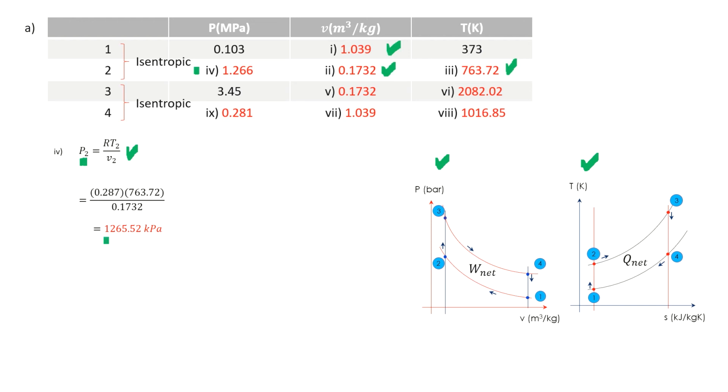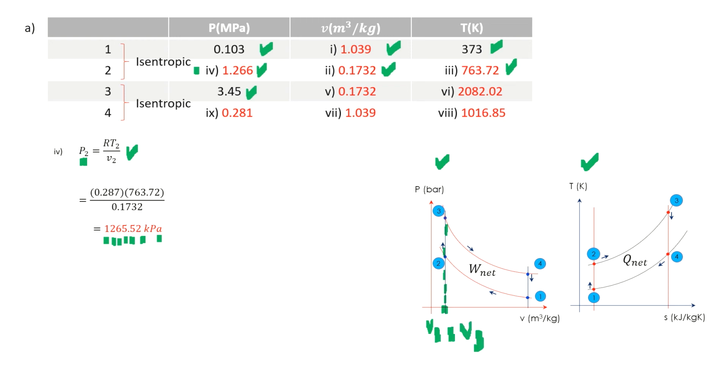So the pressure found is 1265.52 kPa. So that means you have found this as well now. I take it in green. So these are the values you have found. And at state point 3, as you can see, this 3.45 is given. And we know that V2 is equal to V3, right? From your pressure volume diagram, you can see here, this is your constant volume line. And here is where you have V2 equals V3.